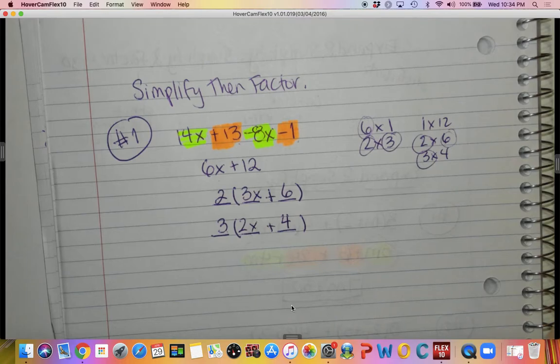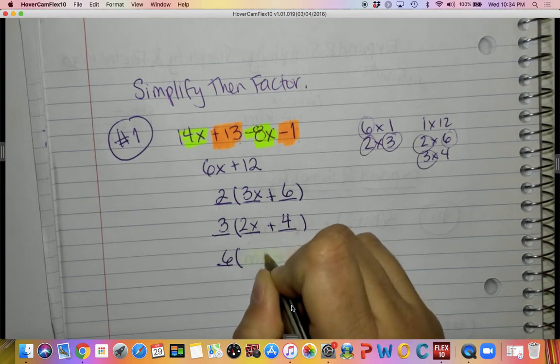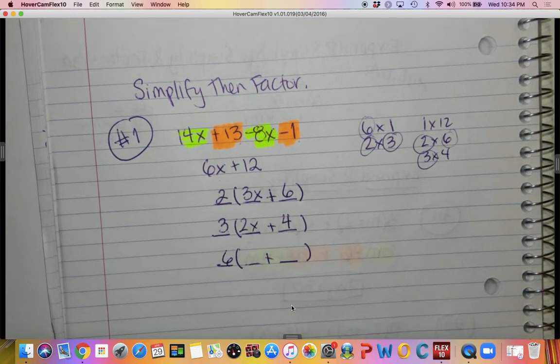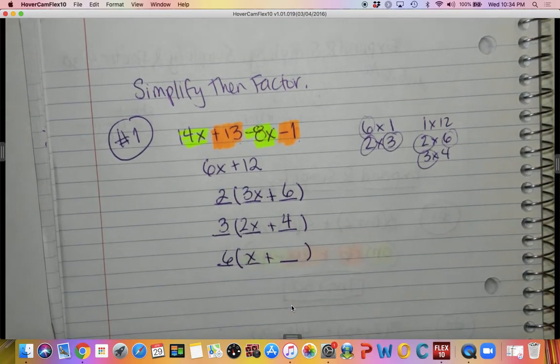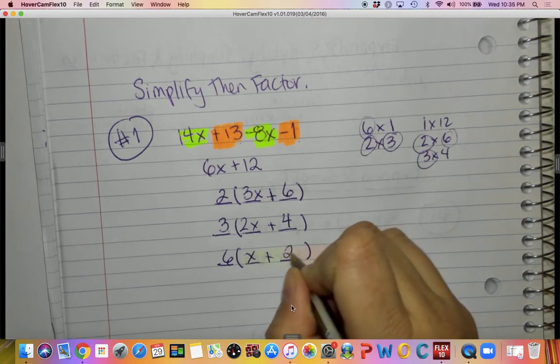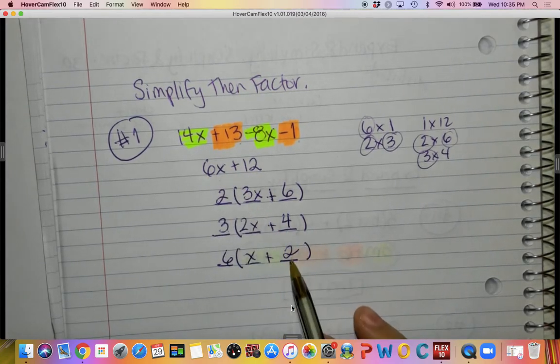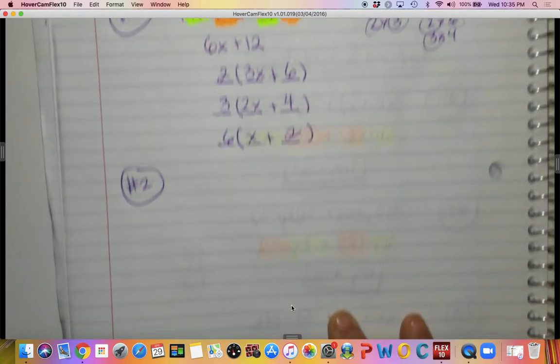Actually, let's go ahead and use 6. I changed my mind. Let's put 6 on the outside. I guess you can use it. So 3 possible answers. So it would be 6 times x plus 6 times 2. And that would count as an answer. So we simplified it, then factored.